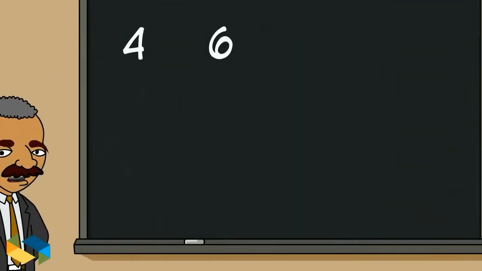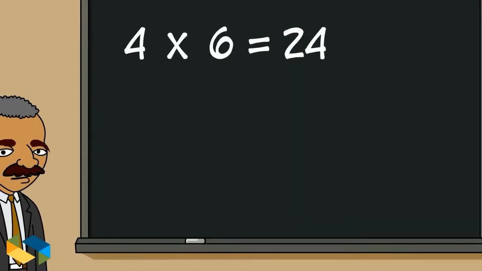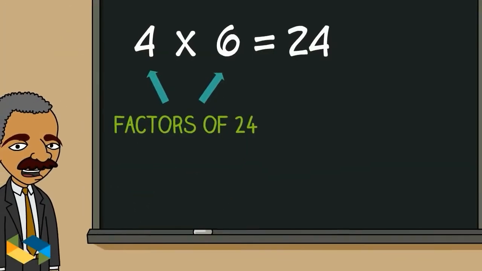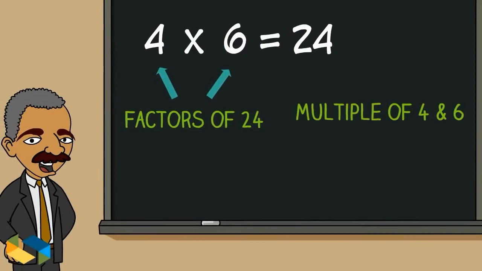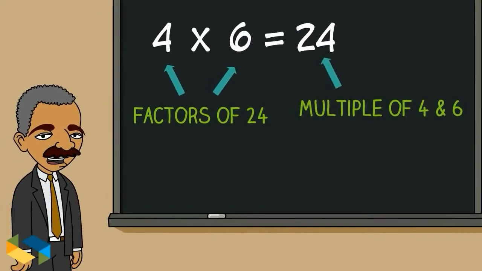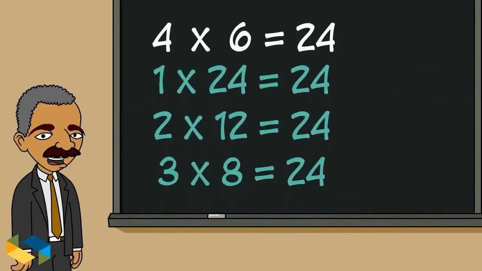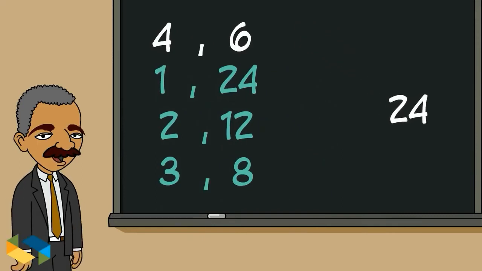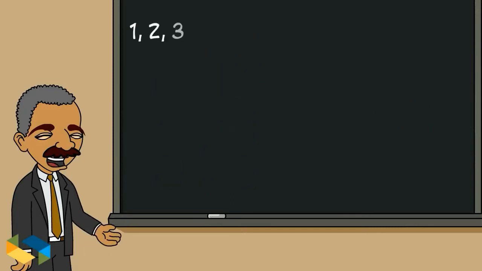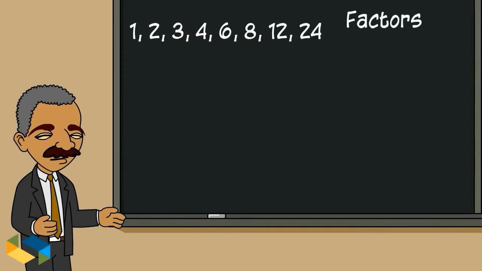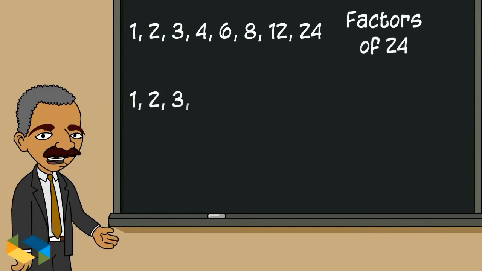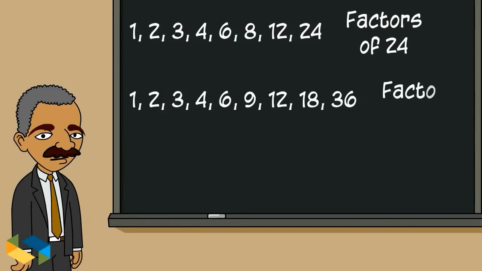Look at these two numbers, 4 and 6. Multiply these, their product is 24, as you can see. 4 and 6 are factors of 24, and in turn 24 is a multiple of 4 and 6. Just as these other numbers have 24 as their multiple. So all of these numbers are factors of 24. Likewise, all of these numbers are factors of the number 36.